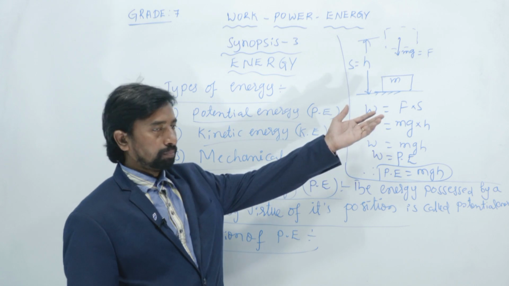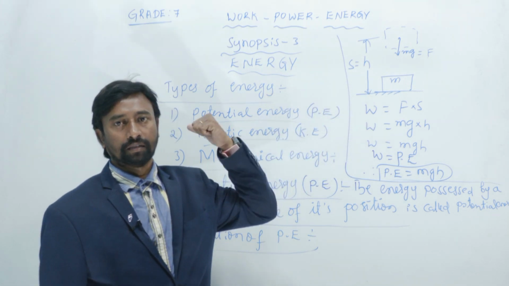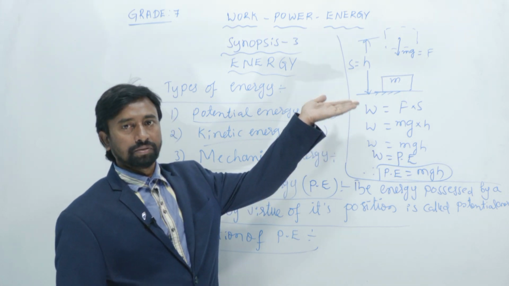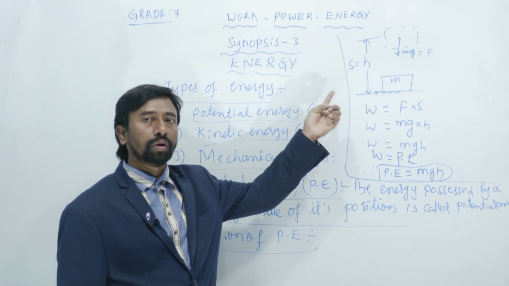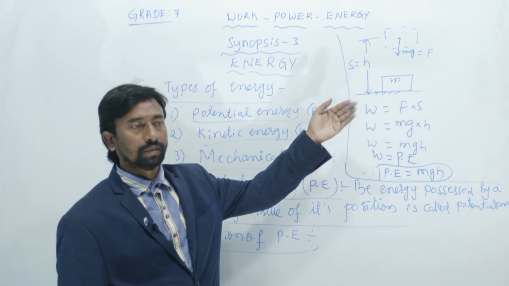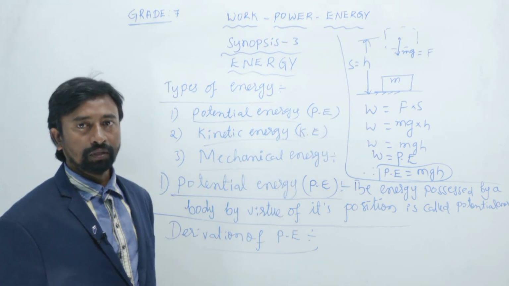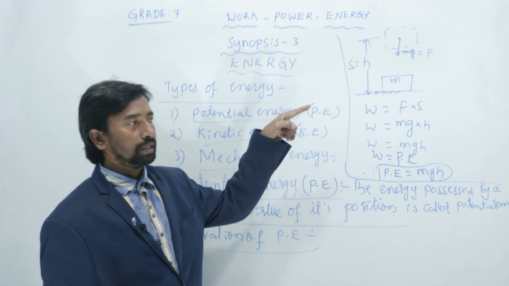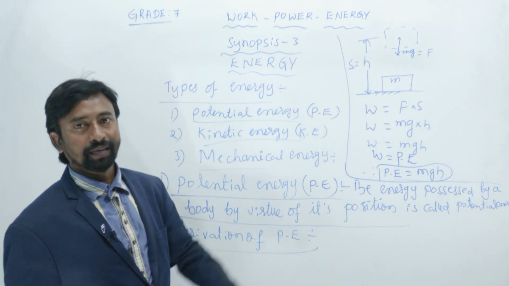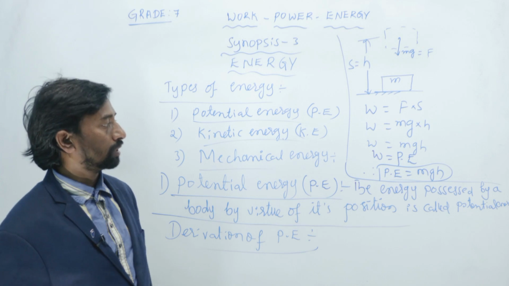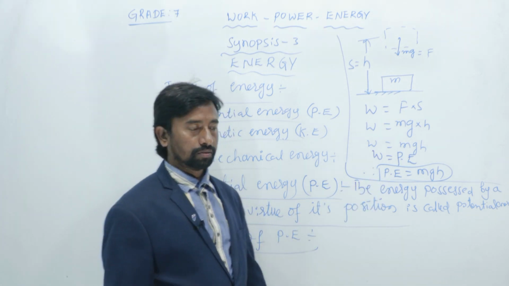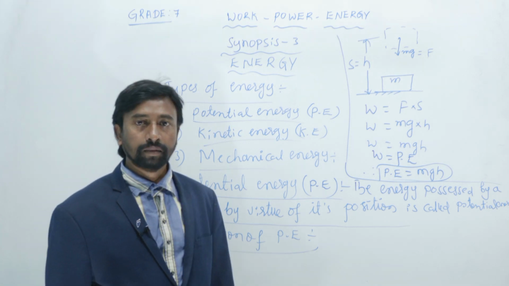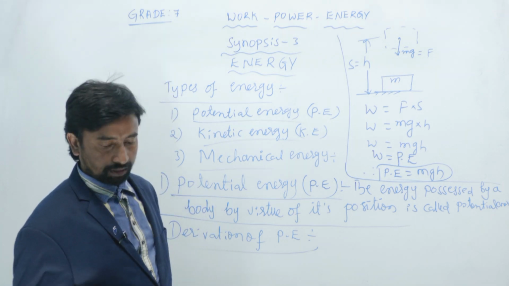A certain object of mass m is lifted to a certain height. Due to the change of its state, we need to apply a force. Due to that force, work is done. That work done will be stored in the body as energy. That energy is known as potential energy. So the energy possessed by a body by virtue of its position is called the potential energy. Okay, this is about the potential energy.